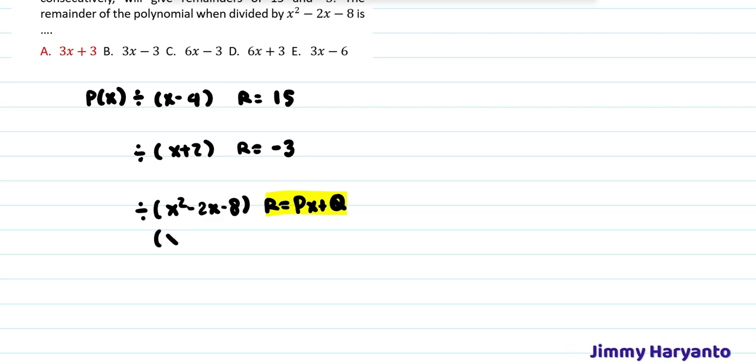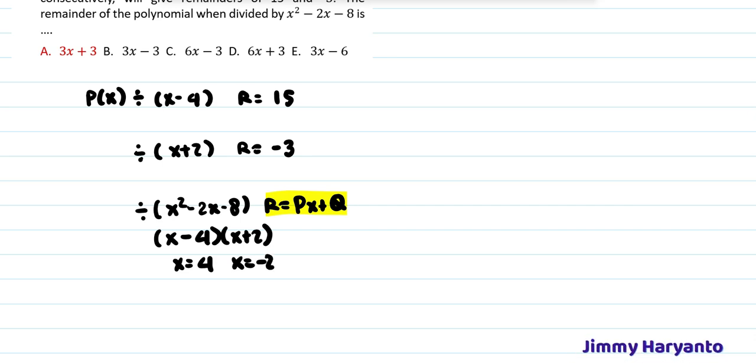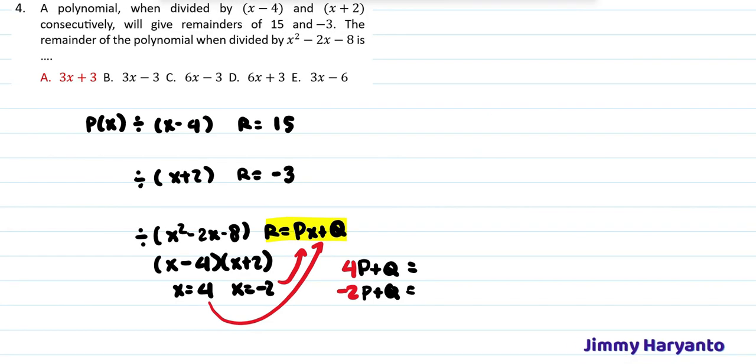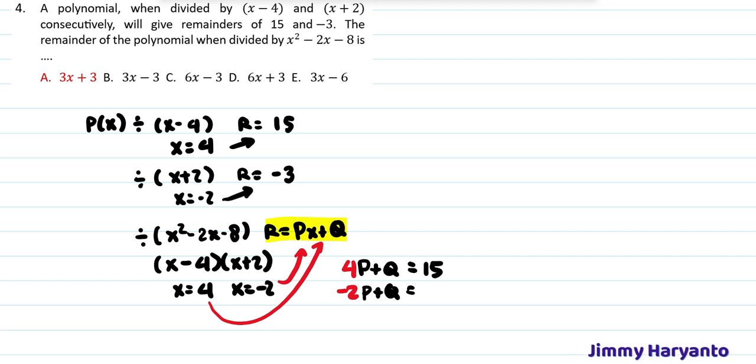Yeah, so first I will factorize this. Okay, and then I will have the value of x equals negative 2, and then I will input the x into the remainder to get the remainder. So first is 4. That means I will have 4p plus q, and then negative 2p plus q equals. The value will be from this one. x equals 4 means r equals 15. When x equals negative 2, the remainder will be negative 3.